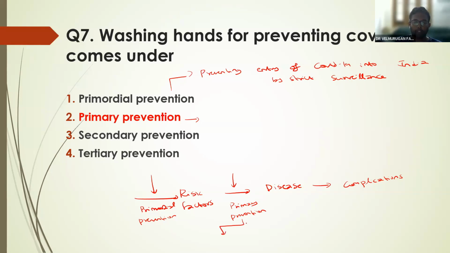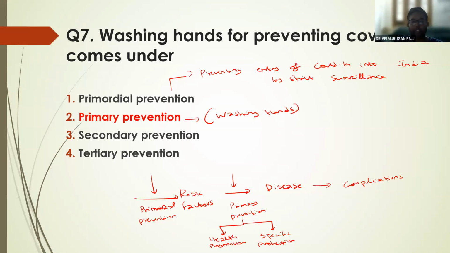We can do it in two ways. Health promotion, like telling people to wash your hands regularly, wash with soap regularly. Specific protection is giving the vaccine for COVID-19. So this comes under primary prevention. So washing hands for COVID-19 comes under primary prevention.